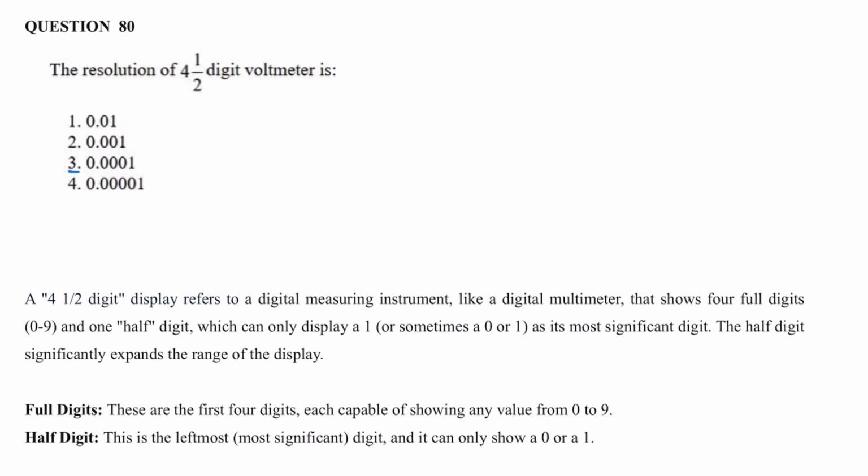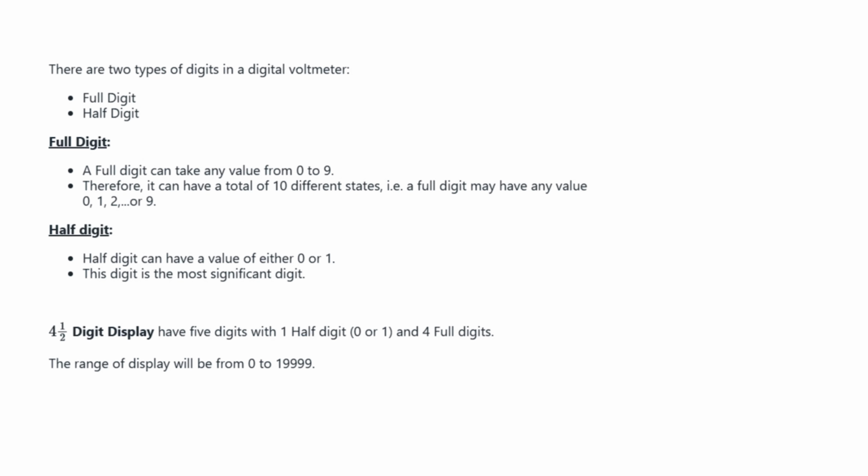The resolution of a 4.5 digit voltmeter. So there are two types of digits in a voltmeter: one is full digit and the other is half digit. A full digit may take values from 0 to 9. In case of a half digit, it is either 0 or 1. This 4.5 digit display has 5 digits with the most significant digit being a half digit and the last four being full digits, and the range of the display is from 0 to 19999.